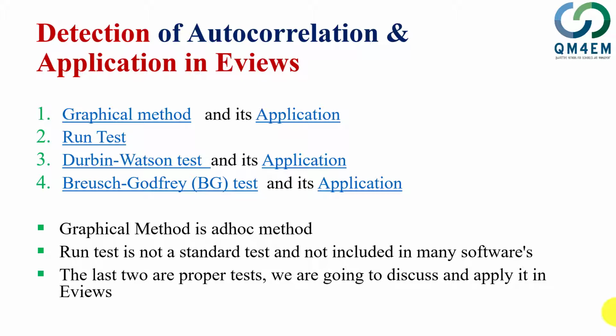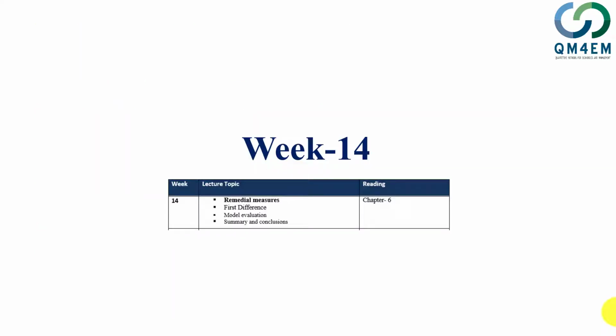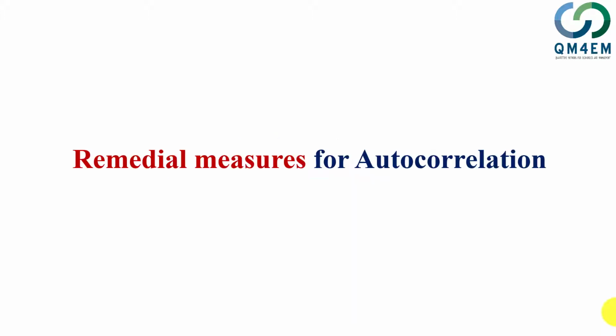And finally, to mention from the previous class, the first two methods on this slide are more of an ad hoc nature, whereas the latter two methods are the ones you are supposed to learn in more detail, and I would strongly recommend applying one of these methods for detecting autocorrelation in your data. Now at this stage, I presume that you are ready to proceed and solve the problem of autocorrelation using some remedial measures that the textbook recommends. So in week 14, we are going to focus on remedial measures. Let me start with the remedial measures of autocorrelation.